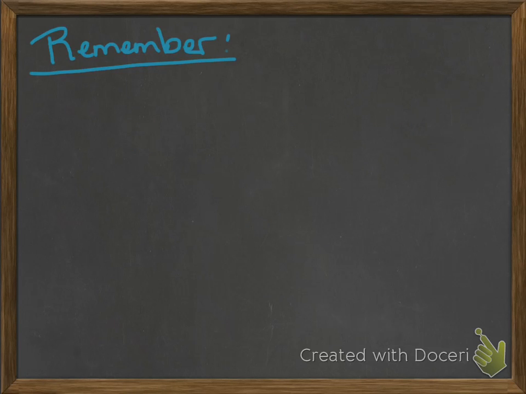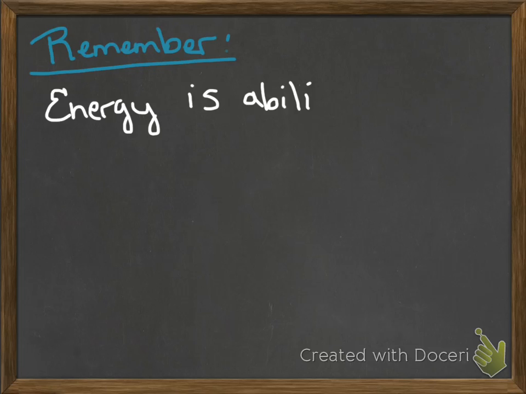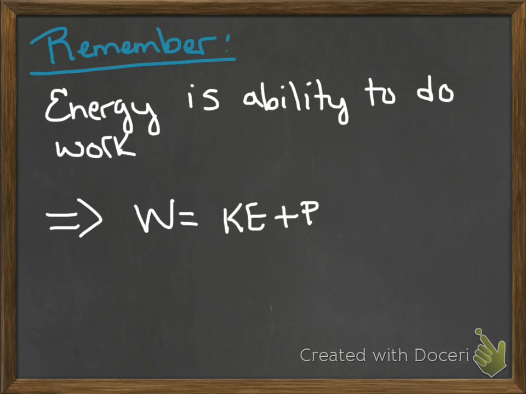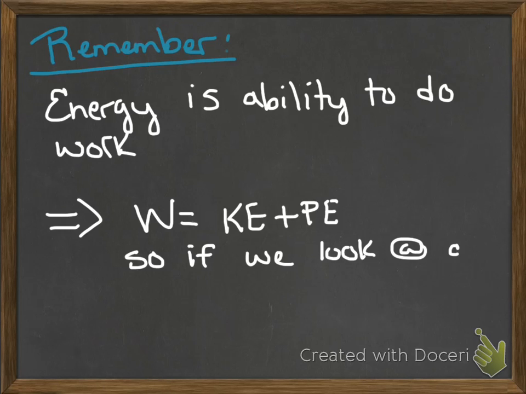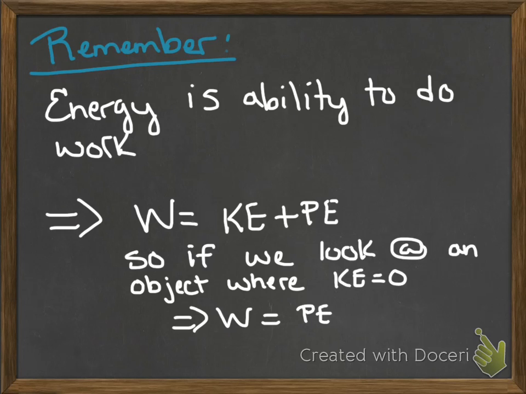Now remember from the very beginning of our notes that energy is the ability to do work. So work is equal to the kinetic energy plus the potential energy. But what if we look at a situation where an object's kinetic energy is 0? Well, that would mean that work is just equal to the potential energy. And this is a bit of an oversimplification, so let's go ahead and look at specifically what I'm talking about.